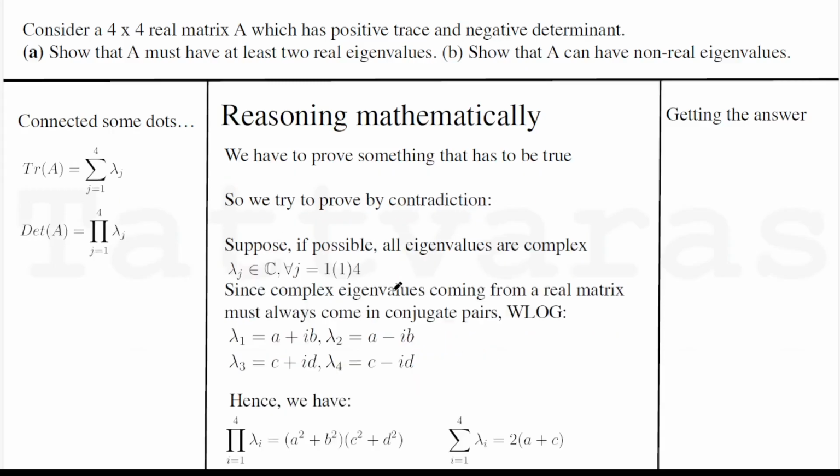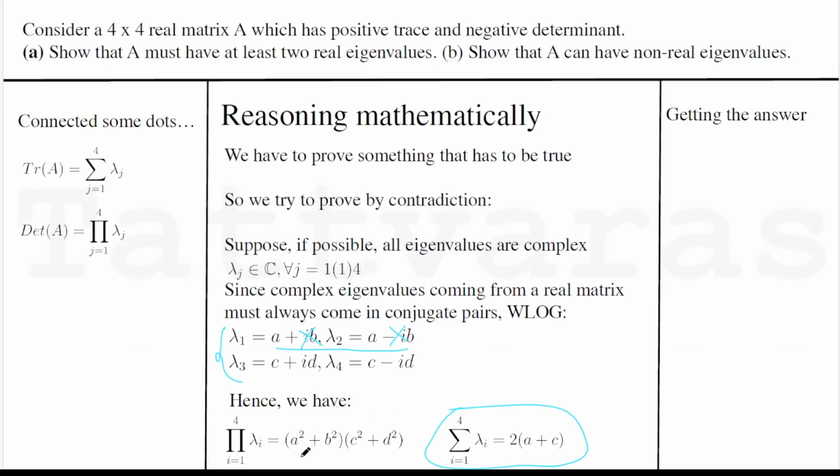Now that we have it, let's look at the form which is taken by the trace and the determinant. The trace is the sum of the eigenvalues. And because the eigenvalues, when they are associated with a real matrix, come in conjugate pairs, when you add the two conjugate pairs, the imaginary parts get cancelled. So when you take the sum, only twice the real parts remain. So this doesn't seem to give any sort of contradiction.